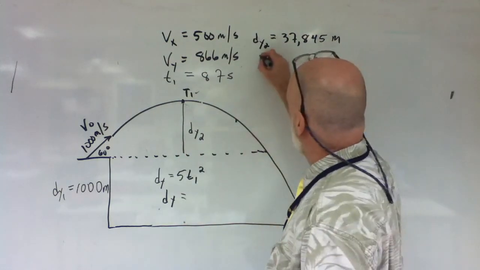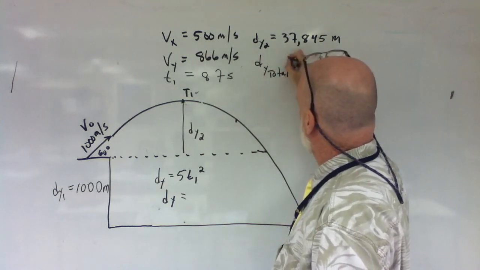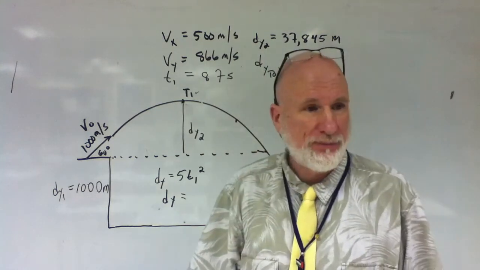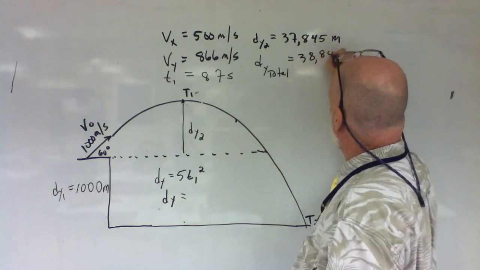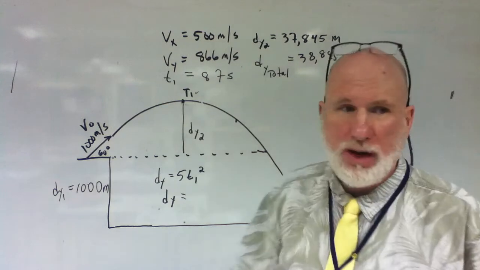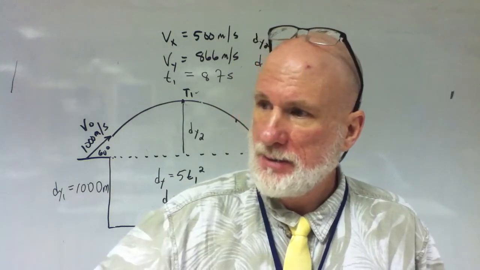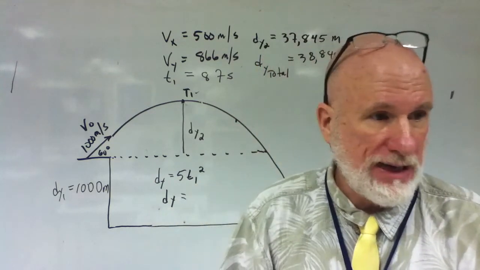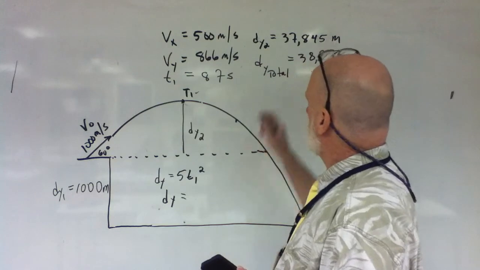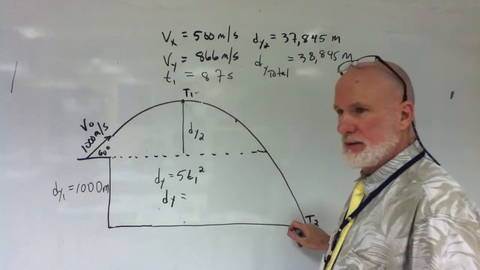Now we can write dy total is going to equal what? 38,845, and that was what Jeffrey said, correct? Isn't that what you were referring to when he said 38,000? Yeah. Okay, so now what we have to do is we have to find this distance.